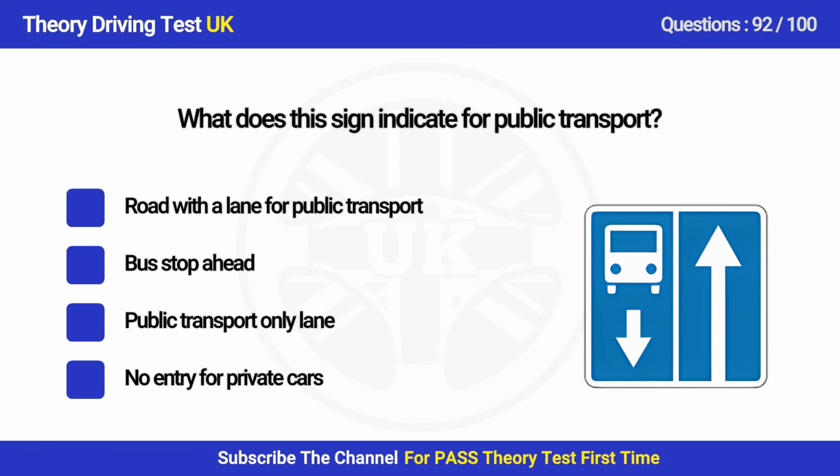A. Road with a lane for public transport. B. Bus stop ahead. C. Public transport only lane. D. No entry for private cars.